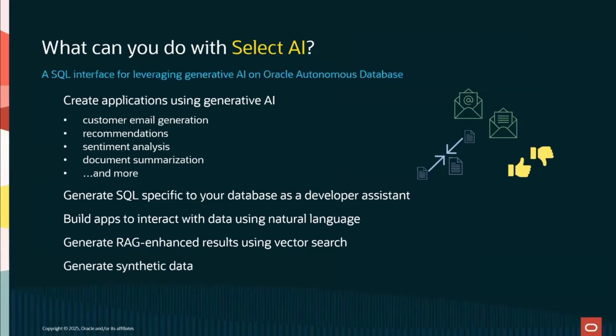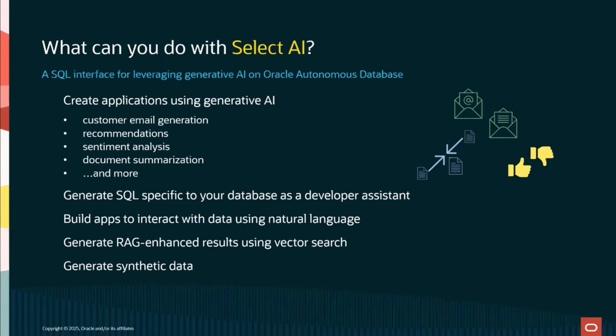But in addition to SQL generation, Select AI allows you to leverage GenAI more broadly to develop applications involving things like email generation, recommendations, sentiment analysis. And Select AI serves as a developer assistant for generating SQL that's specific to, that is runnable on, your database. And this helps SQL beginners as well as SQL experts who are looking for productivity aids. Now, another popular use case involves building applications where end users can interact with their data using natural language queries in a variety of languages.